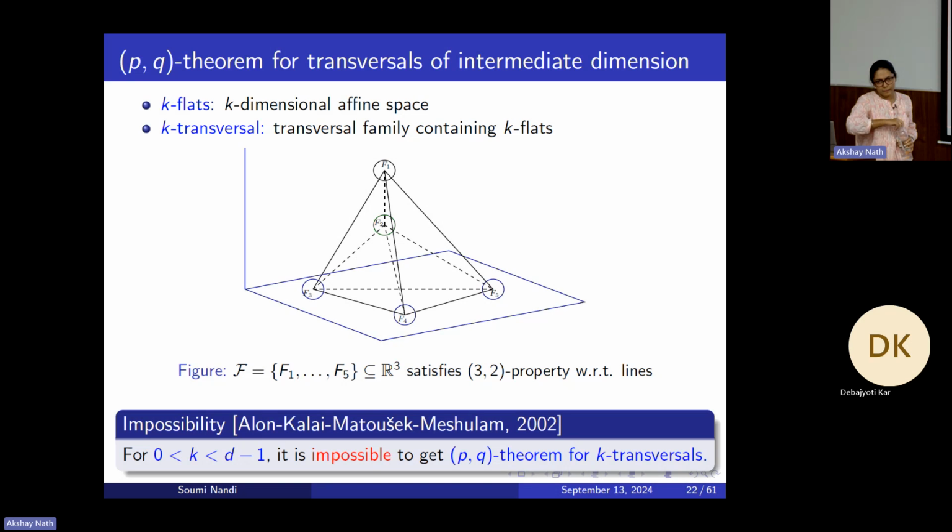So first d is given, then we choose p and q, and for any p and q, we choose k between 1 and d minus 2, and we can produce a family that satisfies the (p,q) property but cannot be pierced by finitely many, that is, a constant number of, k-flats. Yes, it is not that the (p,q) are particular to the value of k.